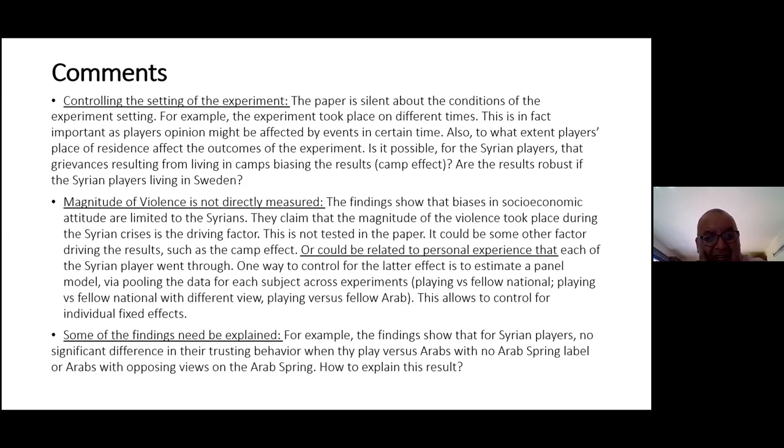The setting of the experiment. I think there was no careful controlling for the setting of the experiment. For example, we have the Syrians, all of them residing in Zaatari camp, and we have other players residing in their own countries. So the setting is different. To what extent does the setting affect people's attitudes? Is it possible that the findings you show on the Syrian sample are related to what I call the camp effect, the grievances from living miserably in a camp? Would the results be robust if we had Syrian players living in Sweden, for example? This is as for controlling the setting of the experiment.